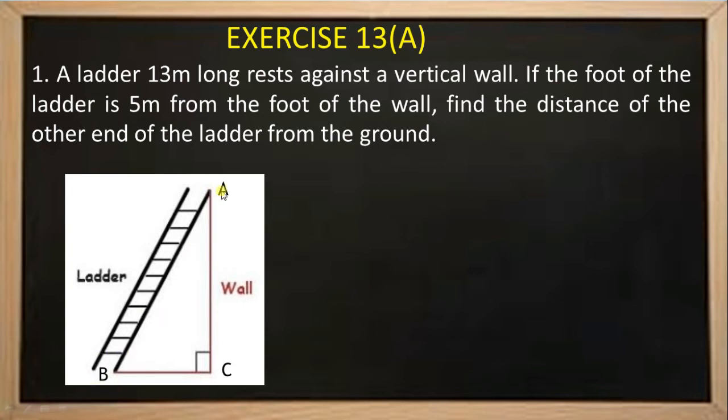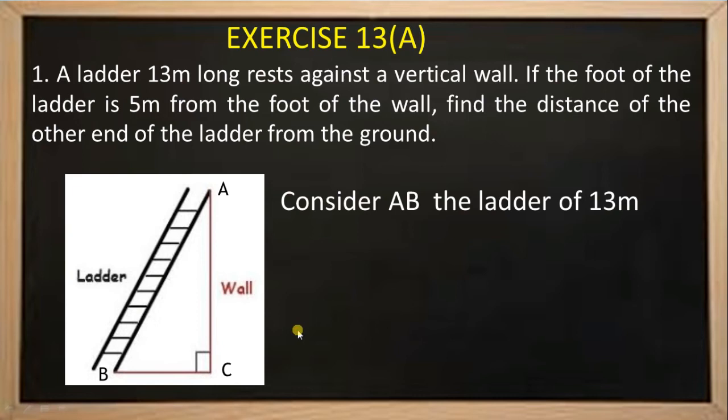The foot of the ladder is B. So what is the other end? The other end is A, and the point of the other end on the ground is C. So let us understand in detail.